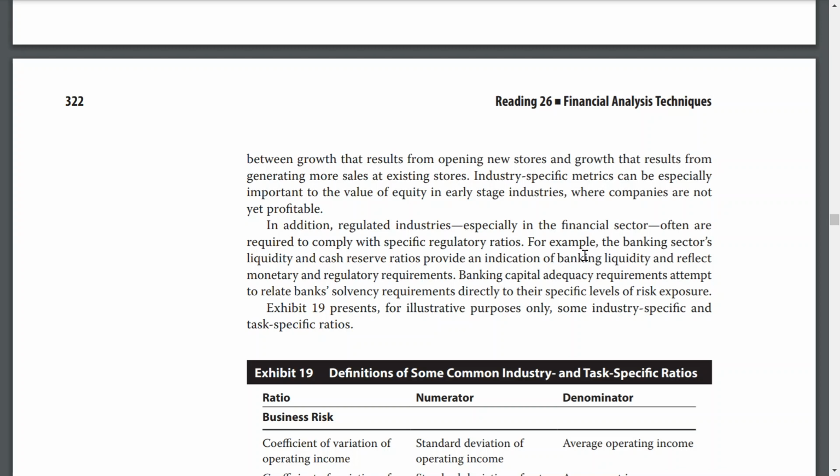not yet profitable. In addition, regulated industries, especially in the financial sector, often are required to comply with significant regulatory ratios. For example, in the banking sector, liquidity and cash reserve ratios provide an indication of banking liquidity and reflect monitoring and regulatory requirements. Banking capital adequacy requirements attempt to relate banks' solvency requirements directly to specific levels of risk exposure. Exhibit 19 presents, for illustrative purposes only, some industry-specific and task-specific ratios.